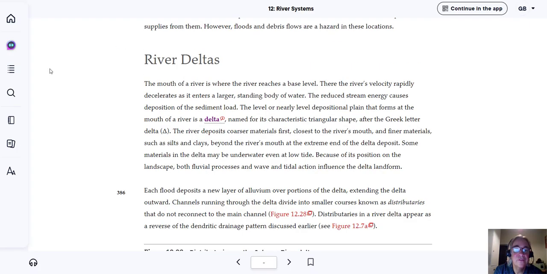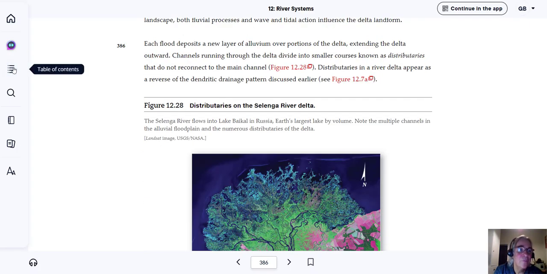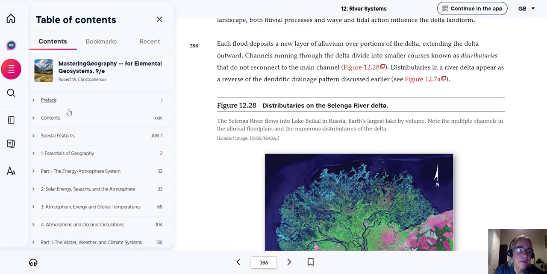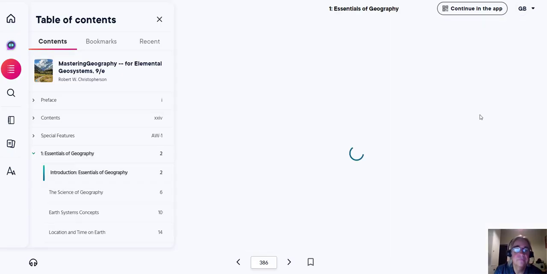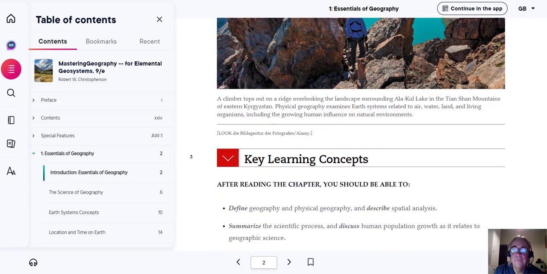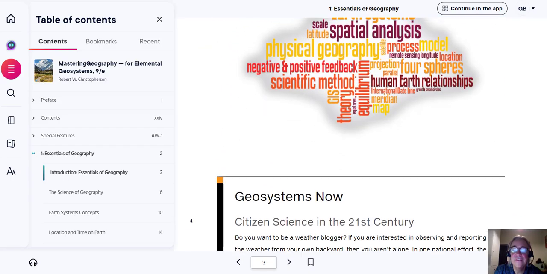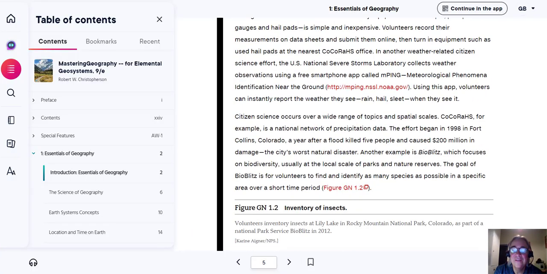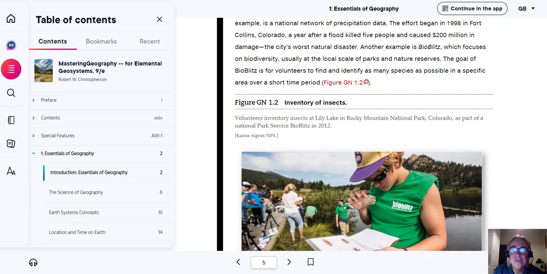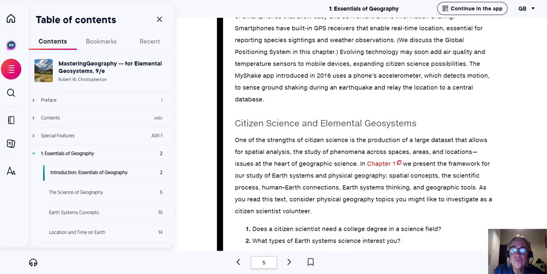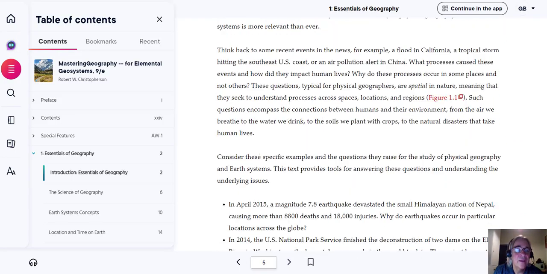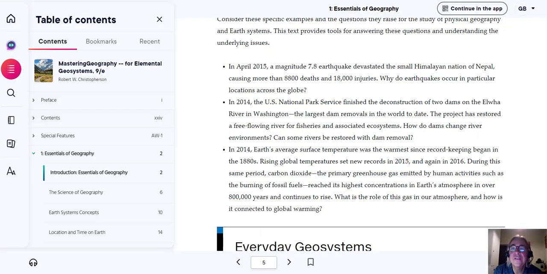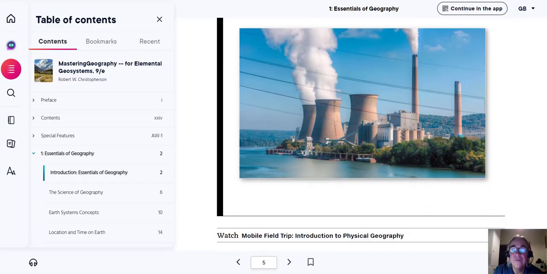A little slow loading here. It looks like I was in chapter 12 last time, but table of contents, essentials of geography. So you can take a look through here. Different key reading concepts, things like that. All these things that you're going to be reading about or studying in this class are really interesting, so I think you're going to get a lot out of it. The book is pretty well written at this point. I recommend you take a look at the PowerPoints. The PowerPoints don't have as much information as the chapters, so definitely read the chapters.